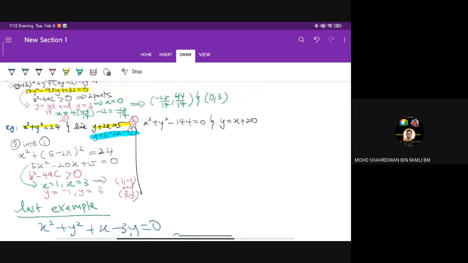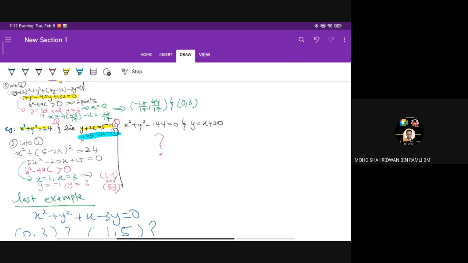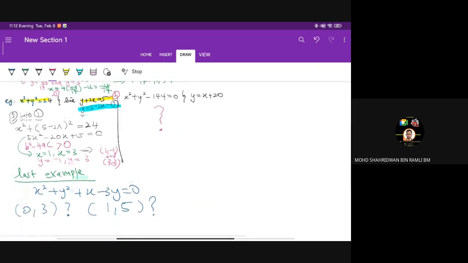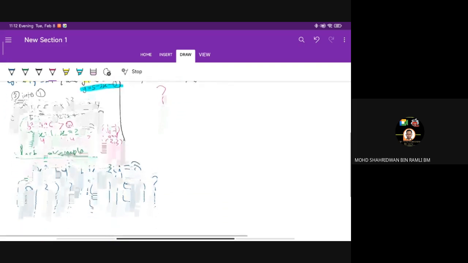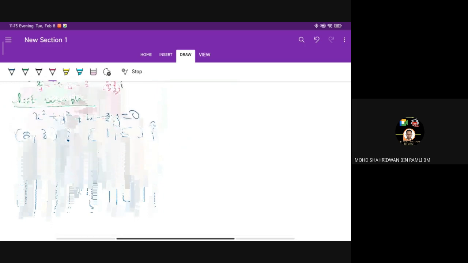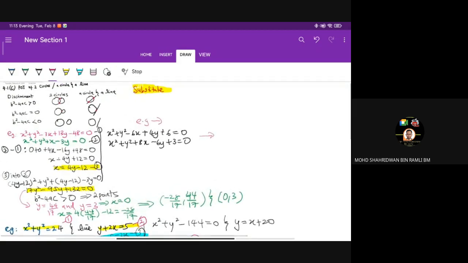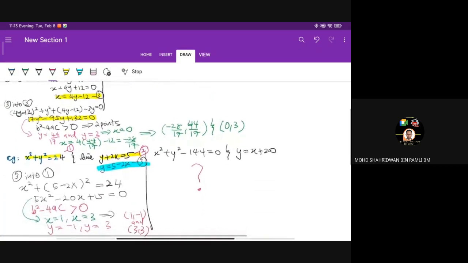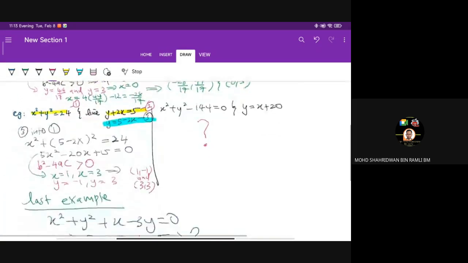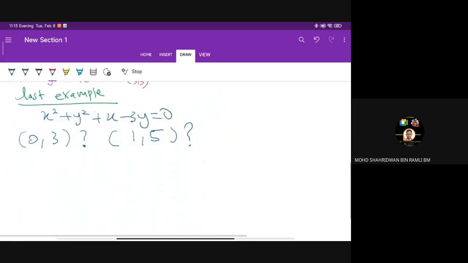Okay, you may also try this example by using a similar method like I did just now. So this is the last example, because we already discussed the point of intersection between two circles and between a circle and a line. For our last example here, this is the equation of a circle in the general equation.